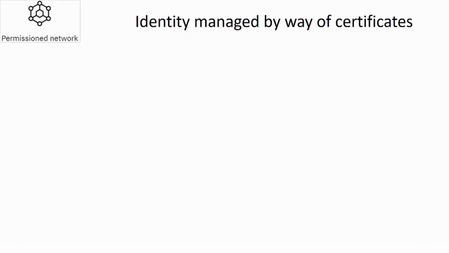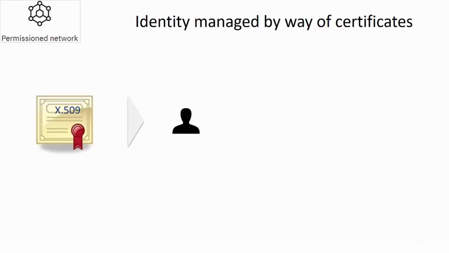Identities in the Hyperledger network are managed by way of X509 certificates. When a participant identity is created, the certificate is issued to the participant. Anytime a transaction is initiated by the participant, the certificate's private key is used for signing the transaction, and any component in the network can validate the authenticity of the transaction by using the participant's public key.